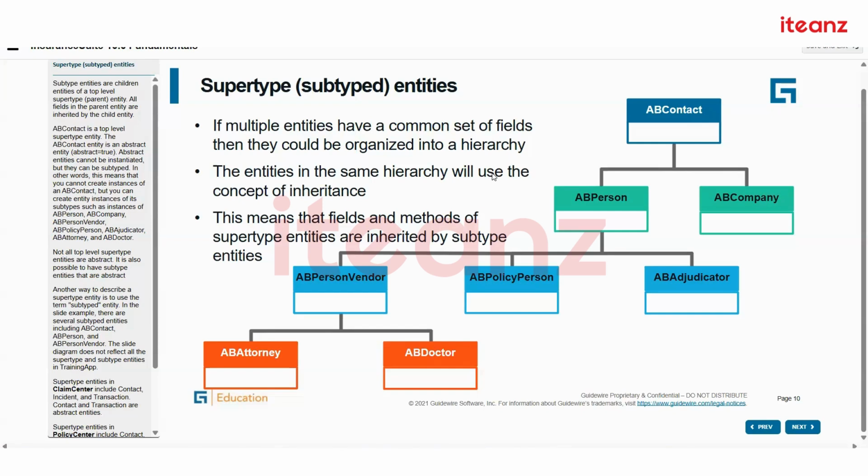So can you explain practically, in a real life scenario, what's the difference? Yeah, sure, sure, sure. So, say for example, we are taking AB contact.